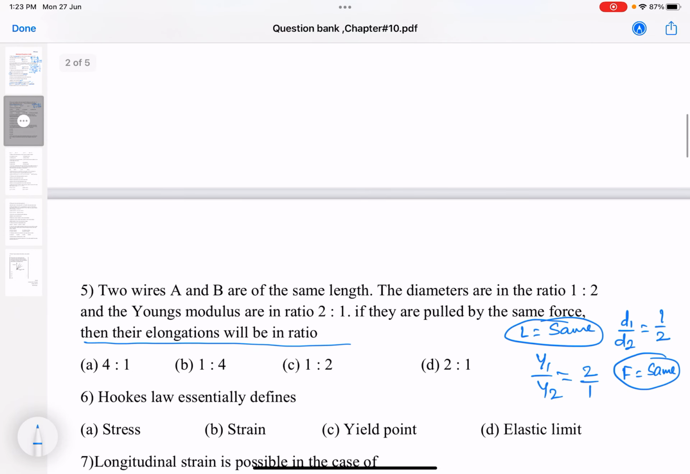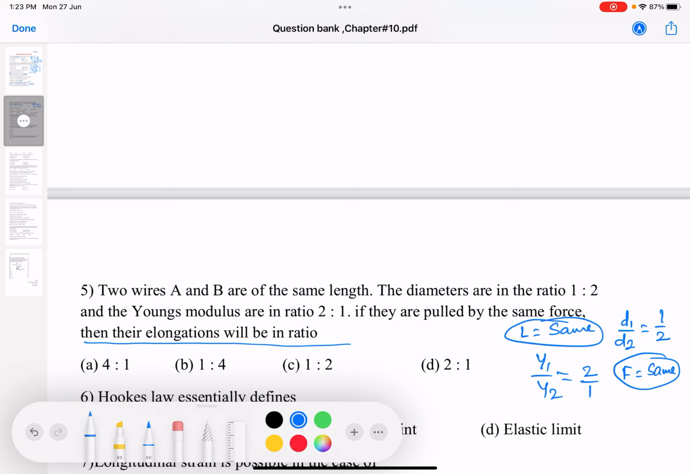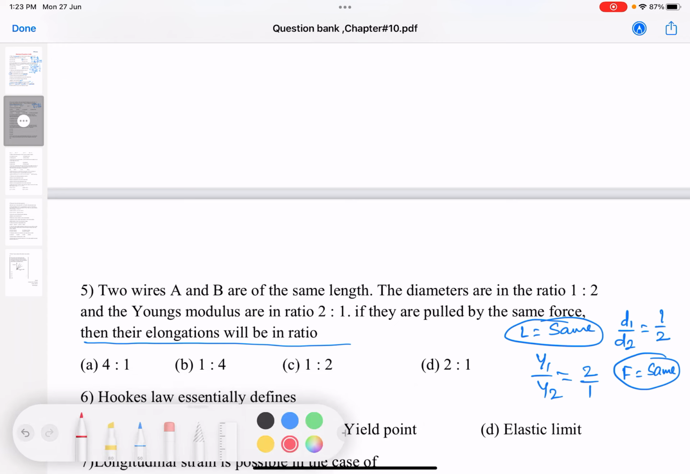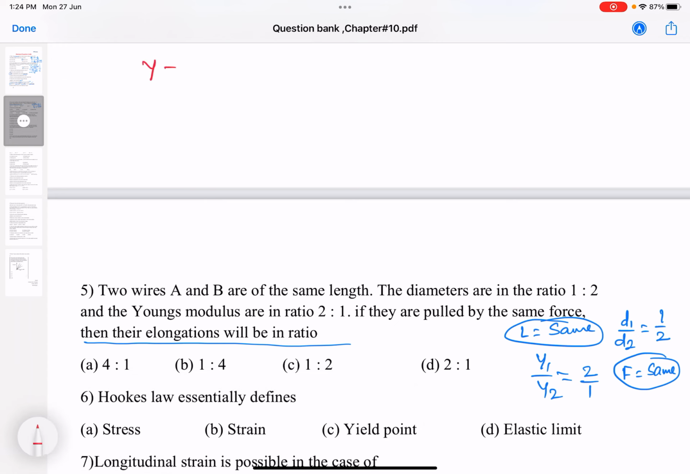See here, we know Young's modulus formula is equal to F into L by A delta L. Okay, so here he said that force is same, length is same. So force and lengths are same. So F1 equal to F2, L1 equal to L2.